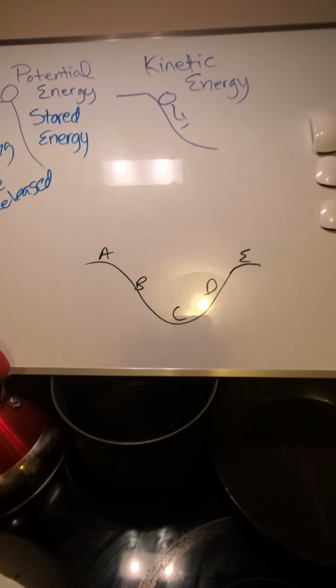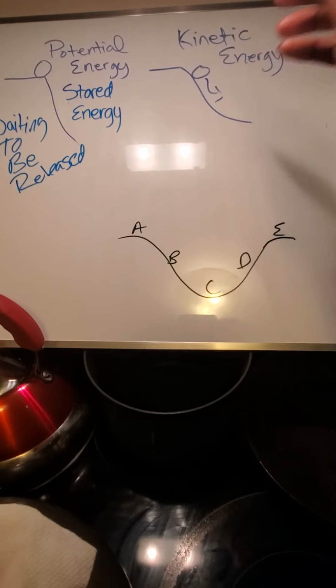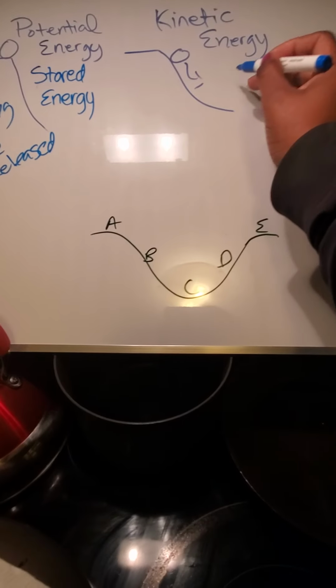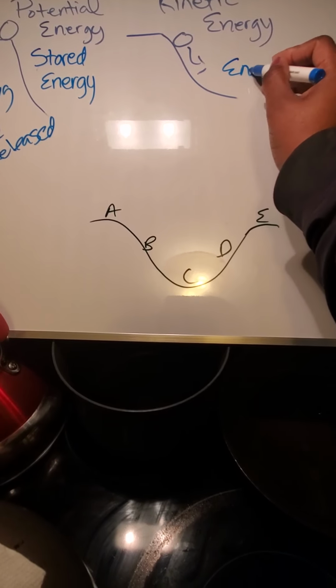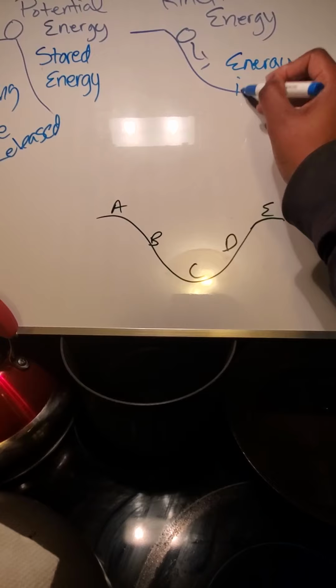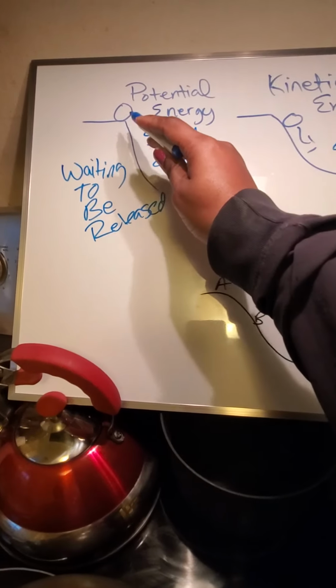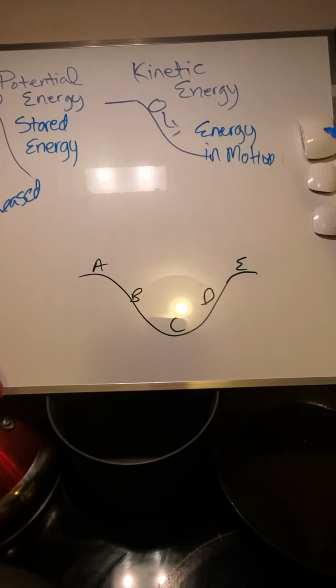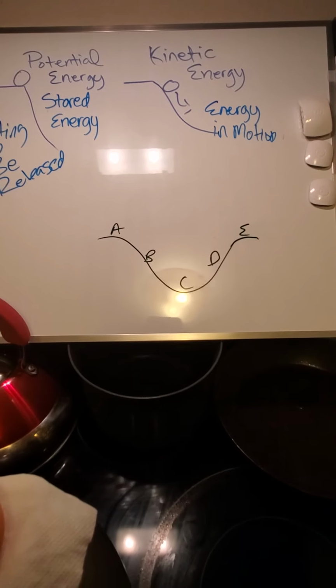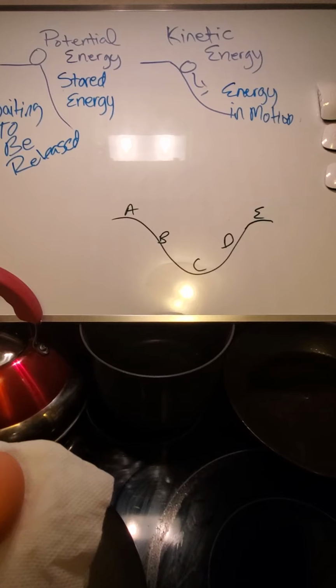And kinetic energy is energy in motion. So here we have the egg, and the egg is in motion. Kinetic energy is energy in motion. So now that potential energy of the egg sitting up high has been released into kinetic energy, energy in motion. So we're going to look at an example in just a little bit.